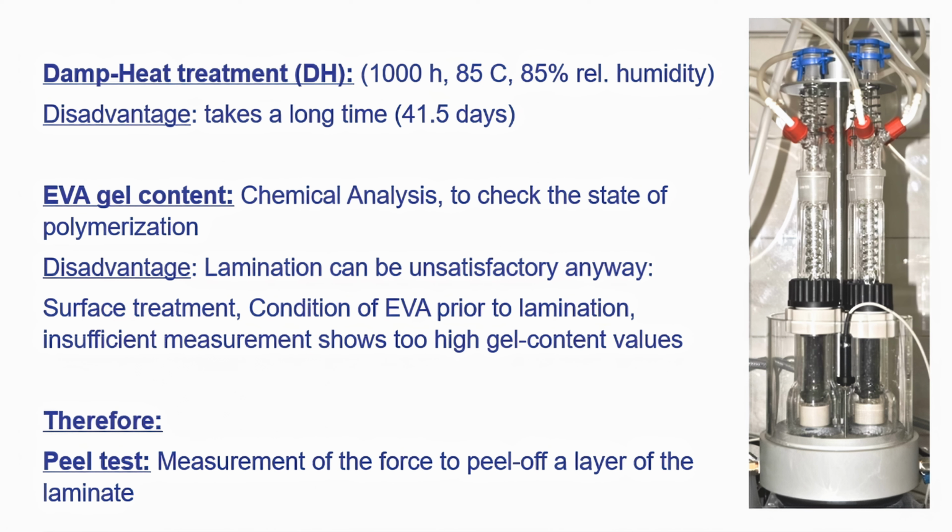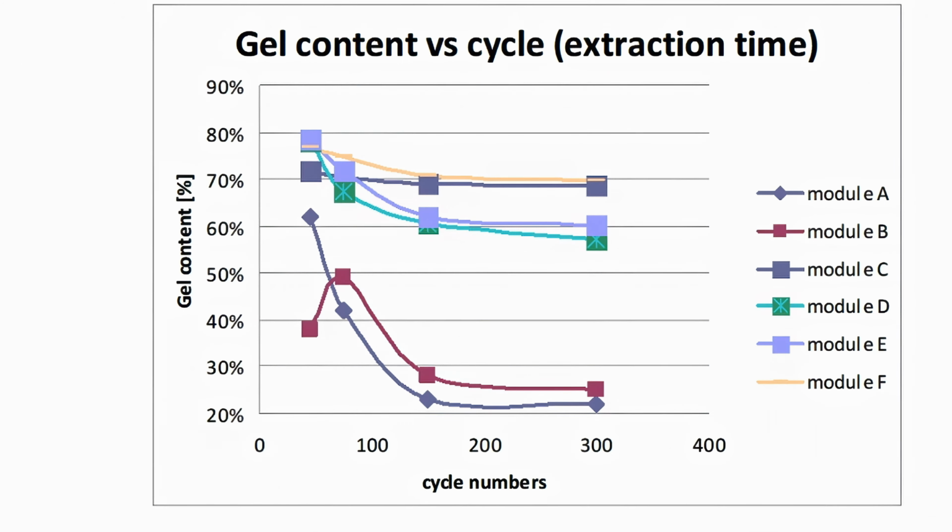In order to overcome this, there could be a destructive test where you really measure the peel-off force of a layer of the laminate in order to find out the actual quality. This ensures whether the peel-off force is too small, then the surface could be bad or the EVA could be bad. So this shows all, but it's just destructive.